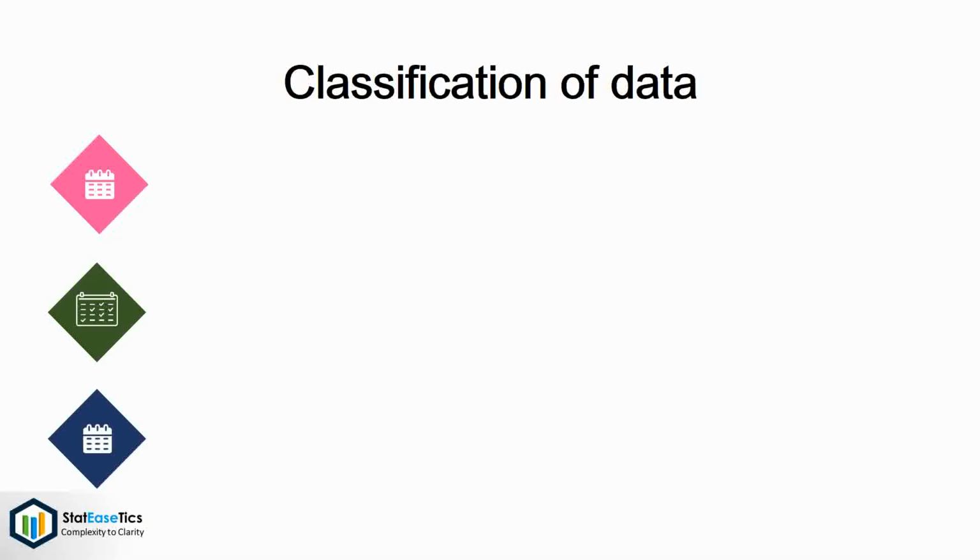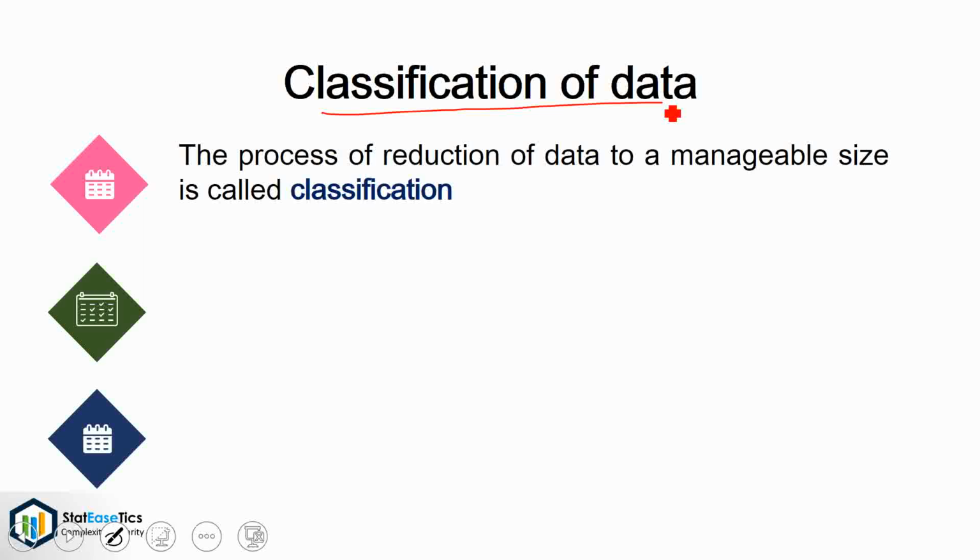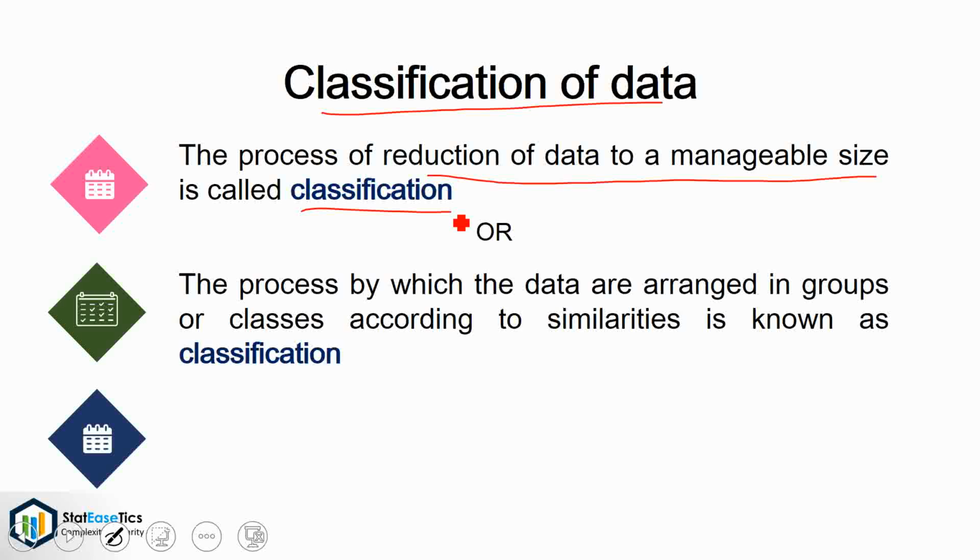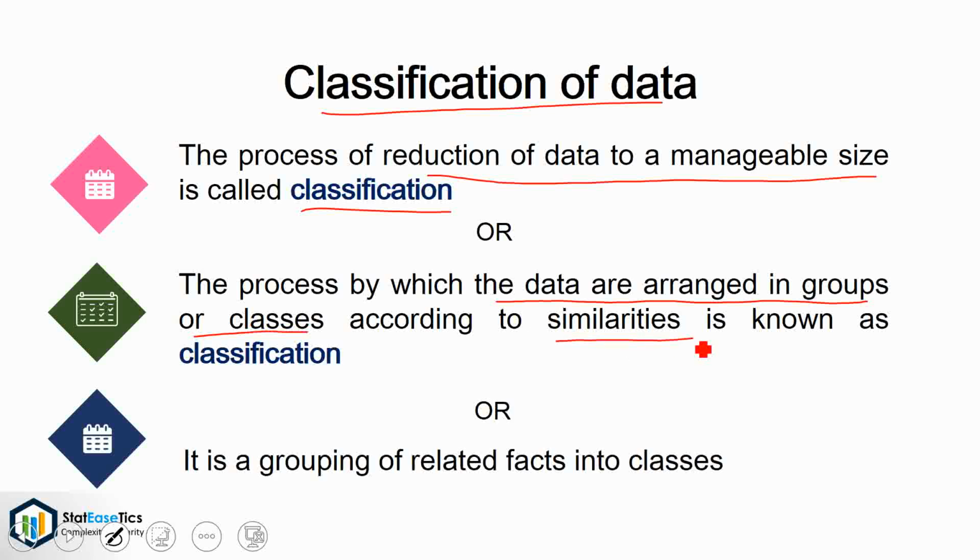Let's see what we mean by classification of data. The process of reduction of data to a manageable size is called classification, or the process by which the data are arranged in groups or classes according to similarities is known as classification, or it is a grouping of related facts into classes. For example, 5-kingdom classification of living organisms given by R.H. Whittaker.